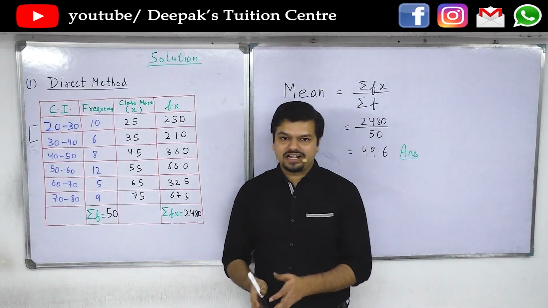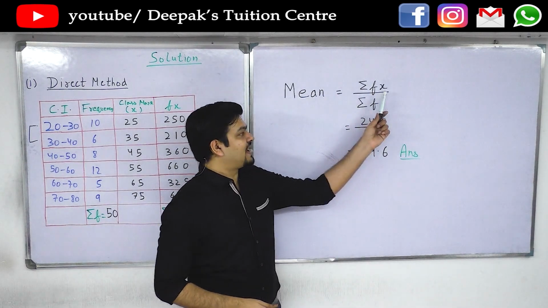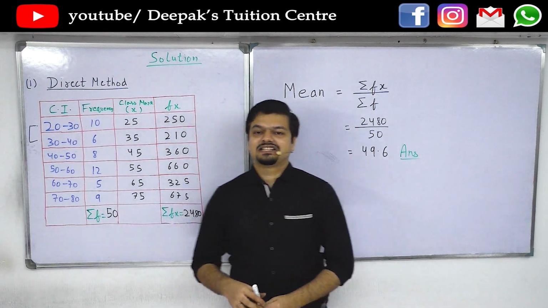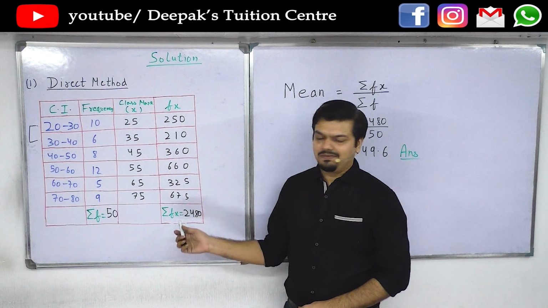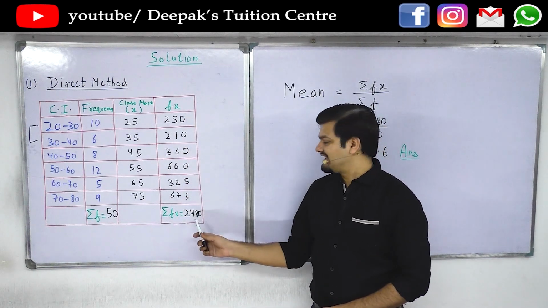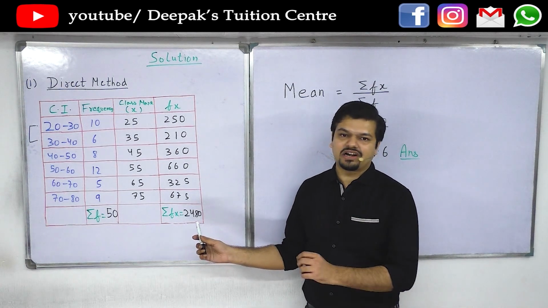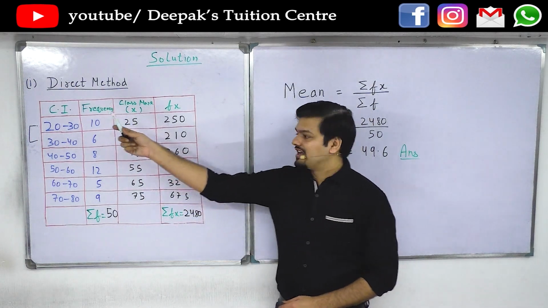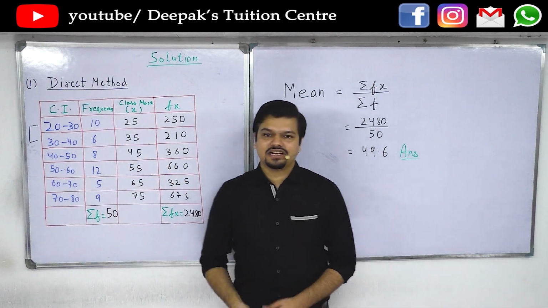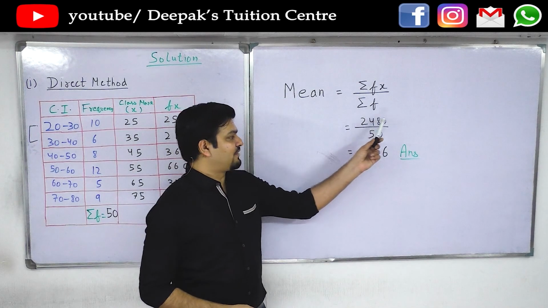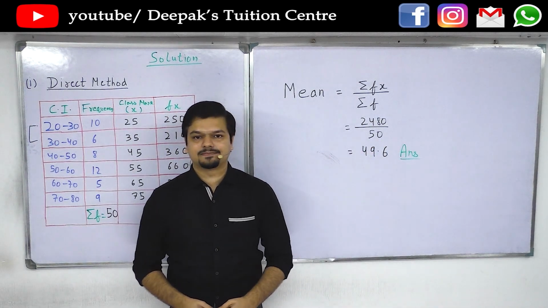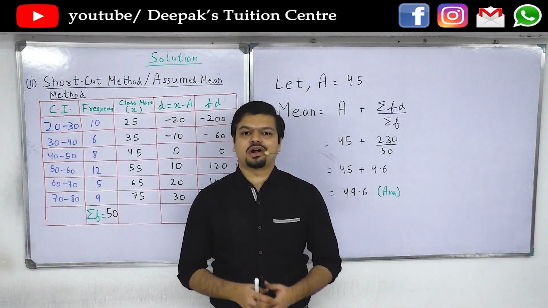The formula for direct method is summation fx by summation f. Summation fx means the total of the fx column. So therefore summation fx is equal to the total of all these numbers, that is 2480. And summation f means the total of the column of frequency, that is 50. So we put the values here, 2480 divided by 50. That is 49.6, which is the answer.